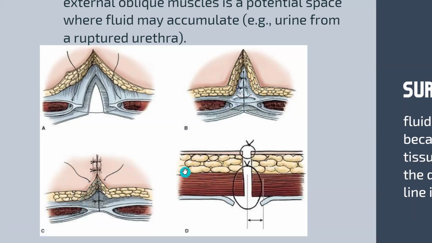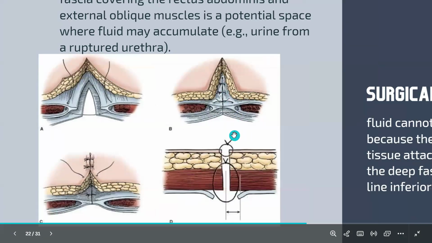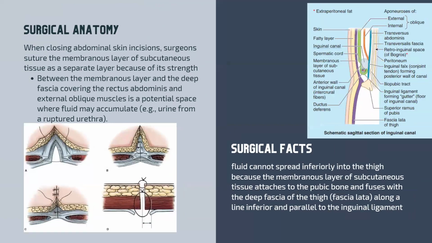In order to see it in a cross section, you will see that these muscles are here. And if you leave this one down without suturing it, this will cause the fluid to go upward, and there will be problems or complications of the skin incision, like urine or a ruptured urethra.